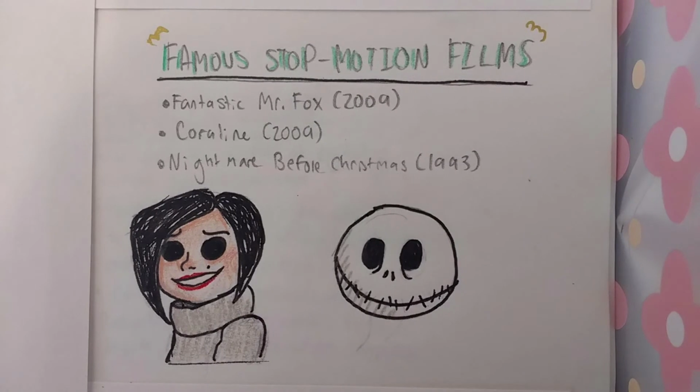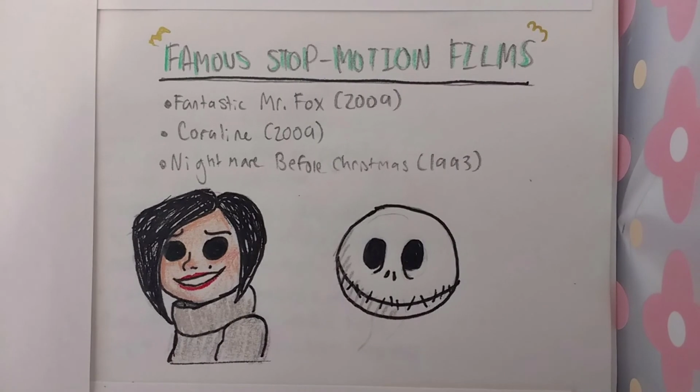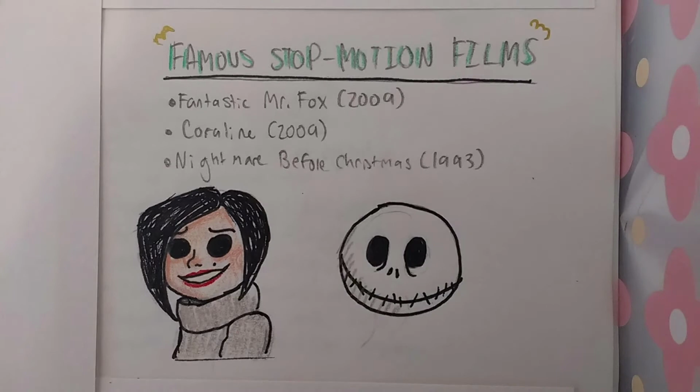The dinosaurs made such an impression that O'Brien survived the transition to sound films and made King Kong, 1933, an iconic film. Famous stop-motion films include Fantastic Mr. Fox, 2009, Coraline, 2009, and Nightmare Before Christmas, 1993.